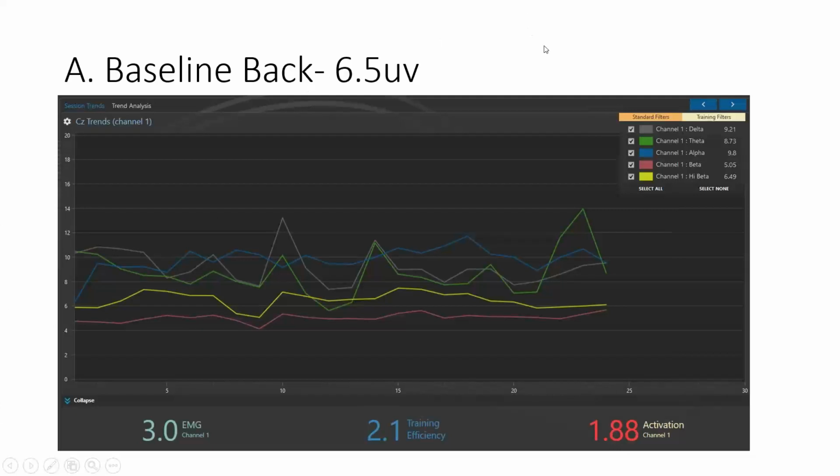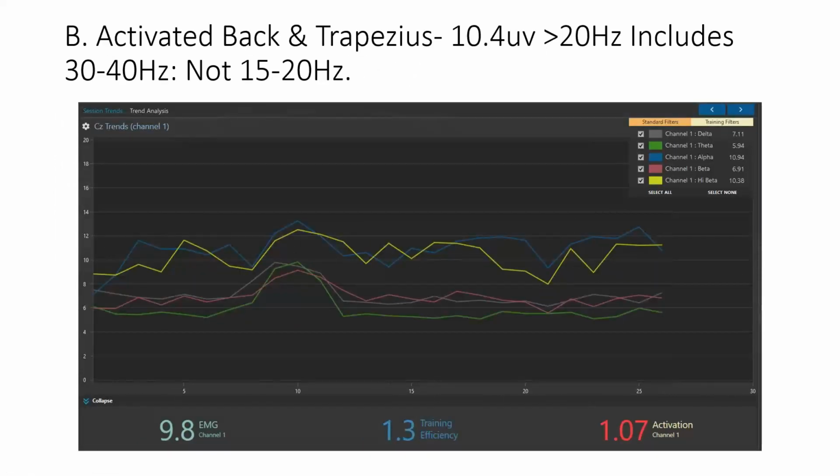Here's a baseline of somebody with a bad back on one day, 6.5 volts on their EEG. Their back is hurting them. And look what we've got. This is probably the back radiating straight up into the trapezius and triggering trapezius tension. And so we're getting 10 microvolts at 20 hertz and 30 to 40 hertz, not 15 to 20. So this is likely trapezius or lower down in the neck and back. So that's how somebody's bad back can distort what you're doing.